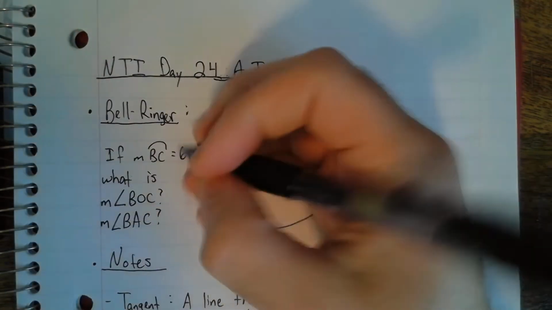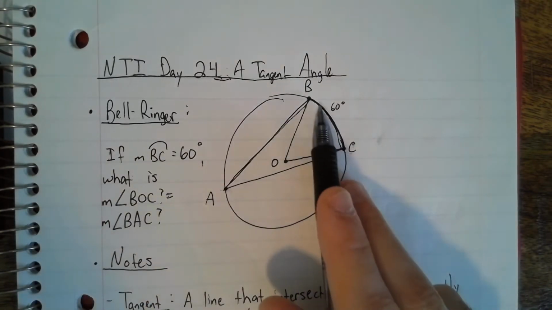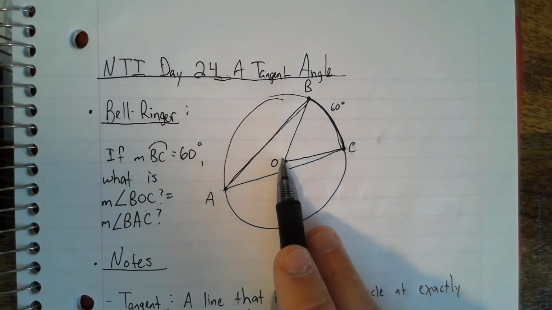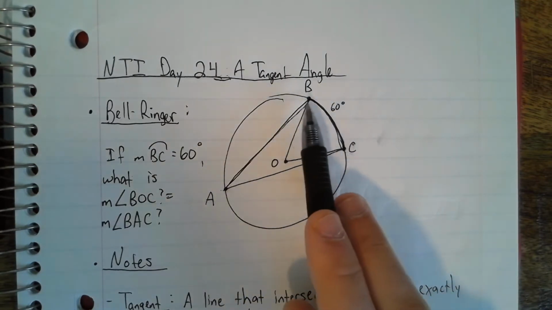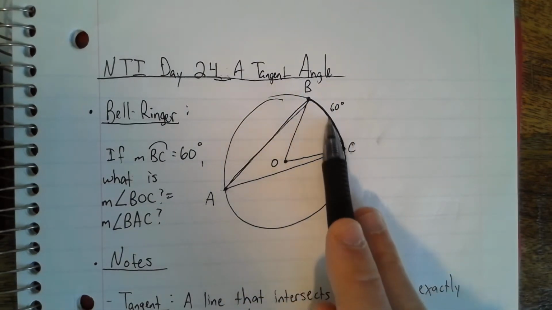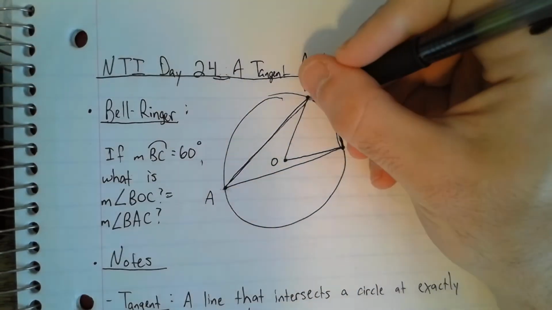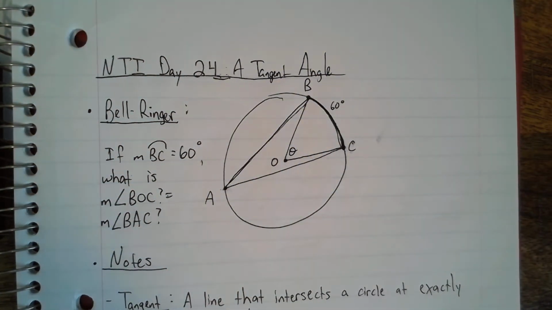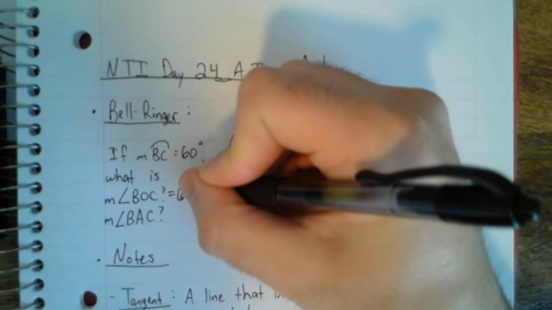So let's start with BOC. The measure of angle BOC is equal to, well, arc BC is 60 degrees, and we know that a central angle is the same exact measure of the arc that it intercepts. So BC is this arc. The central angle touches that point BC, so that means this arc is the same as that angle. So if the arc BC is 60 degrees, then the angle BOC, the central angle, is going to be 60 degrees as well.